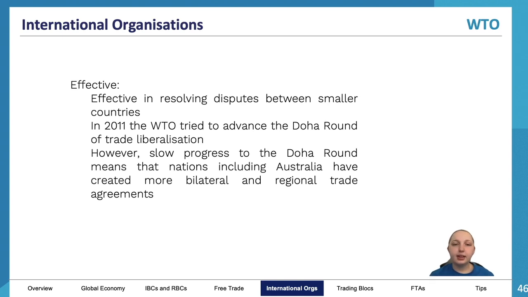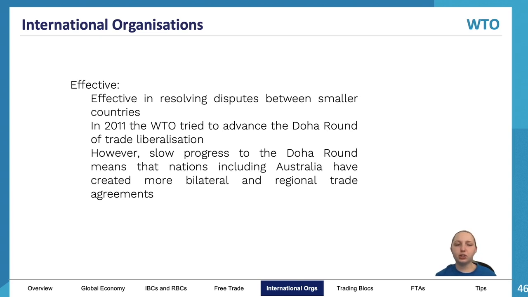Because in 2011, there's something known as the Doha Round, which, if you are interested, I do encourage you to have a little bit of a Google search on. Essentially, in 2011 they tried to advance trade liberalization. However, there was slow progress made in the Doha Round, meaning nations such as Australia have created more bilateral and regional trade agreements in that time. So it's important to consider with each of your international organizations, are they actually effective or not?